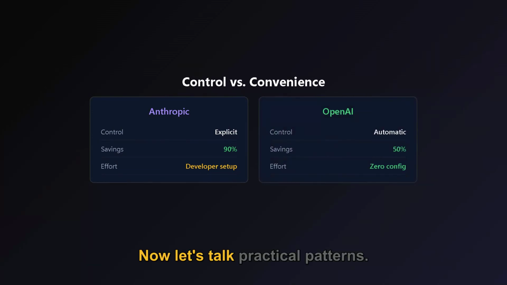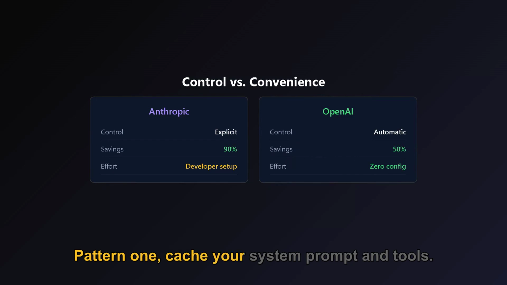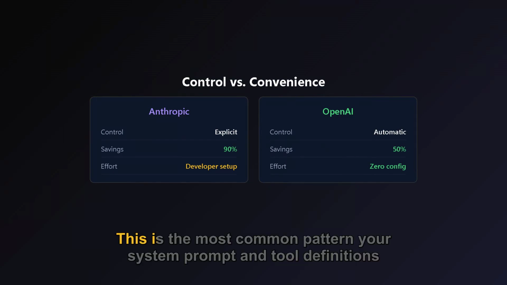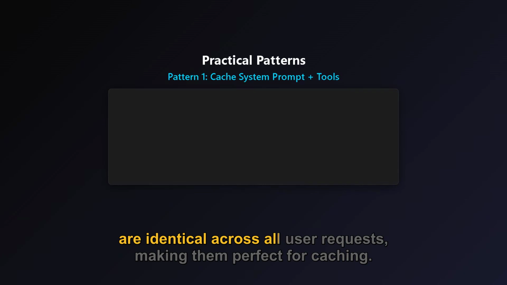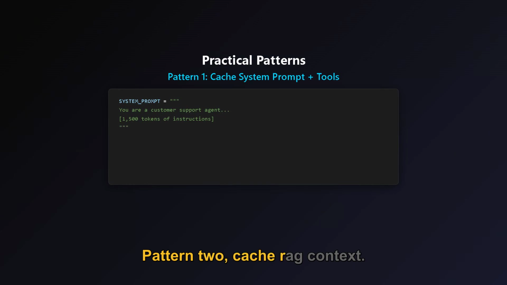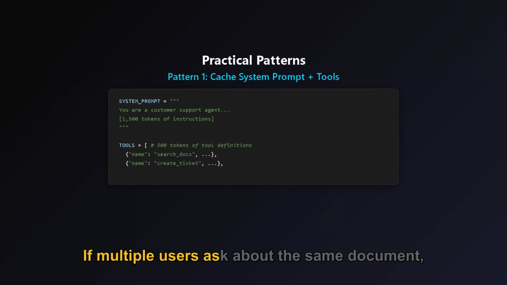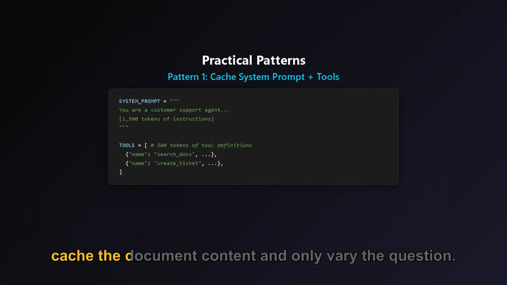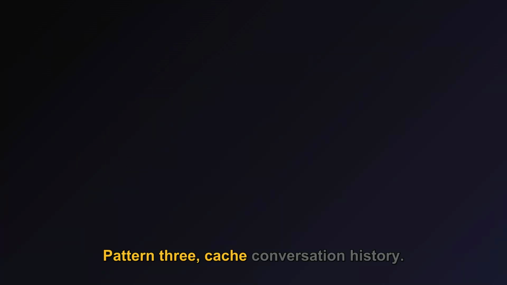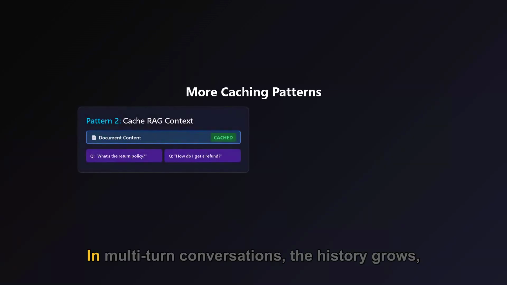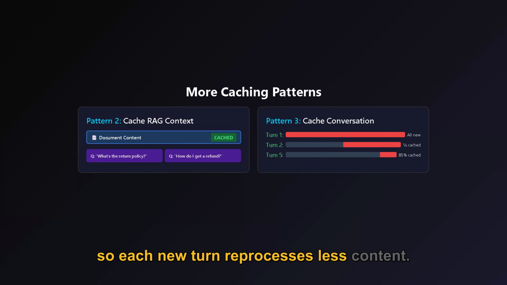Now let's talk practical patterns. Pattern 1, cache your system prompt and tools. This is the most common pattern. Your system prompt and tool definitions are identical across all user requests, making them perfect for caching. Pattern 2, cache RAG context. If multiple users ask about the same document, cache the document content and only vary the question. Pattern 3, cache conversation history. In multi-turn conversations, the history grows but the prefix stays the same, so each new turn reprocesses less content.